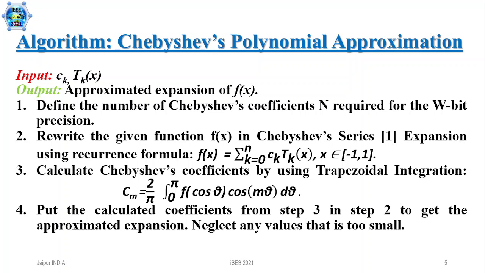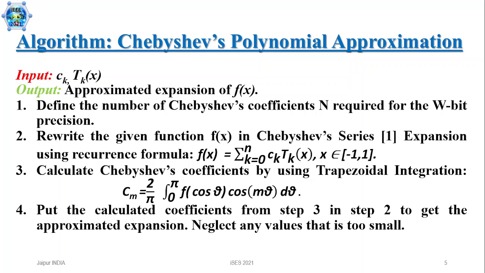First, the number of Chebyshev's coefficients required for W bit precision is decided. Then the given function f of x, here the sigmoid activation function, is written in Chebyshev's series expansion using the recurrence formula given as the following.